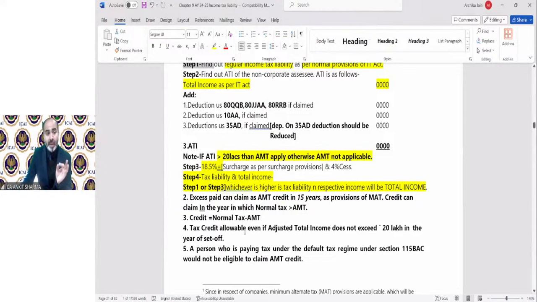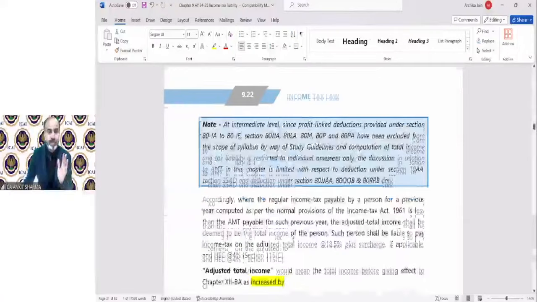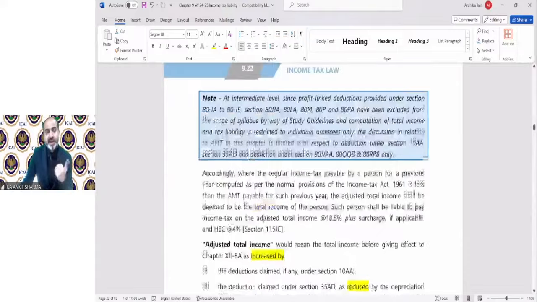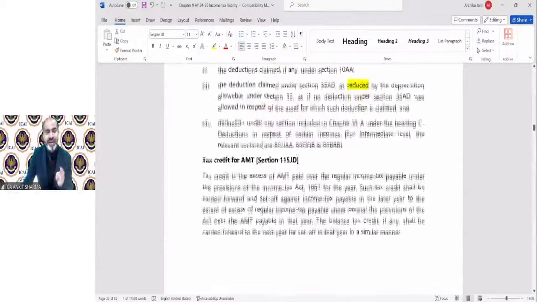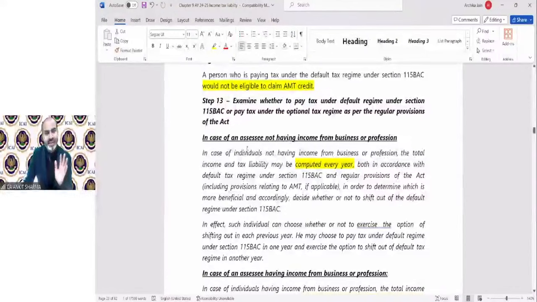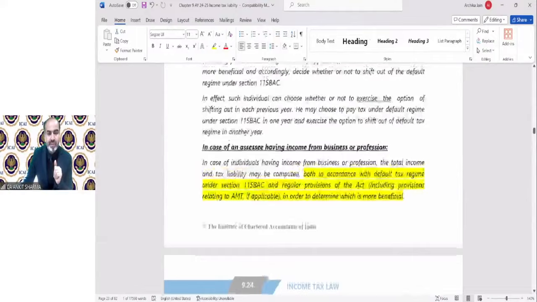A person who is paying tax under the default tax regime under Section 115BAC would not be eligible to claim AMT credit. If in any future year you are going to pay tax as per Section 115BAC, in that year you cannot claim the benefit of AMT credit. Clear? This is the provision theoretically, as per that I have made all the summary in this point. So you can read these provisions, exactly the same concept of calculating ATI, tax credit, when you can use that tax credit, how much tax credit you can utilize, etc. Next step number 13 will be discussed after the break. Let me see if there's any query, then we'll go for the break.